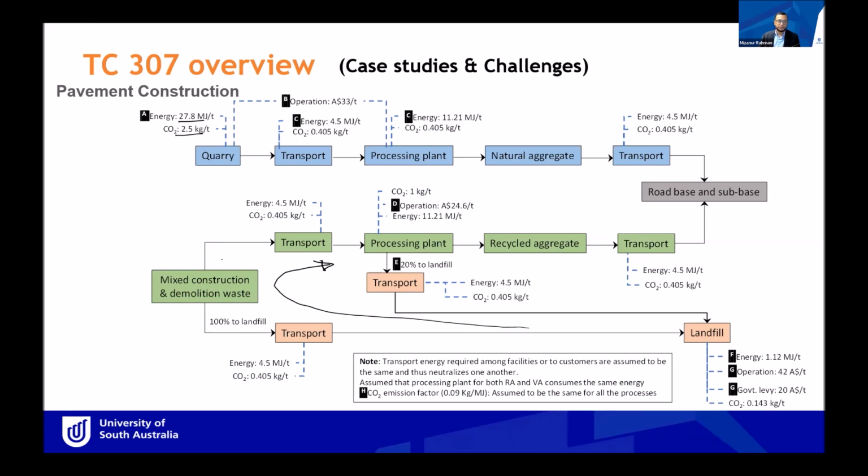So we transport this material to a processing plant, so it has an energy and carbon cost, then the processing cost, then we transport them for the sub-base and base construction. If we do that, then we can look at environmental impact, the cost associated with it, and also we can look at the social acceptability. So let's see what happens.